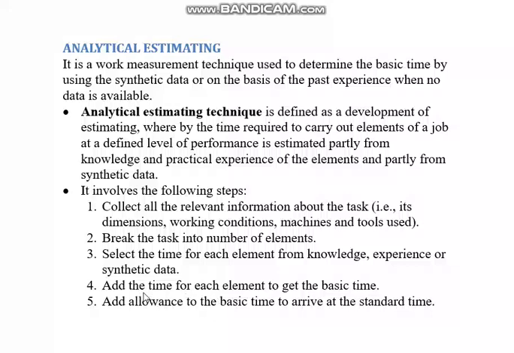Suppose you have broken it into 5 elements. Add the timings of all the 5 elements, and you get the basic time. Once you have the basic time, you have to find the standard time. For standard time, to the basic time you have to add allowances, and then you arrive at the standard time. So this is the procedure involved in analytical estimating.